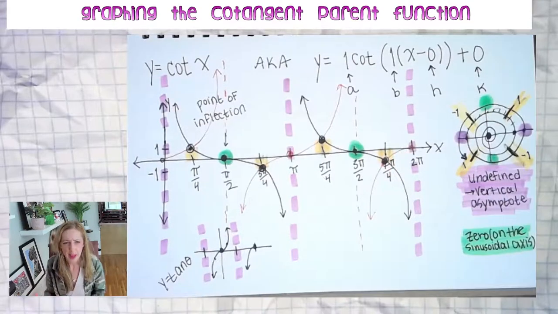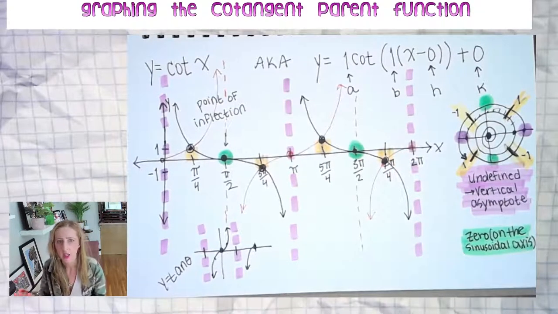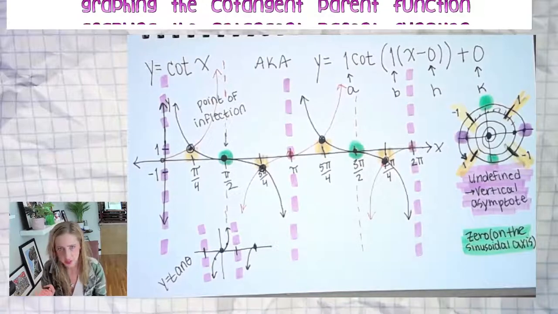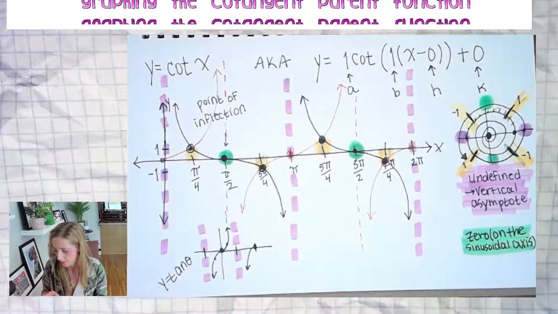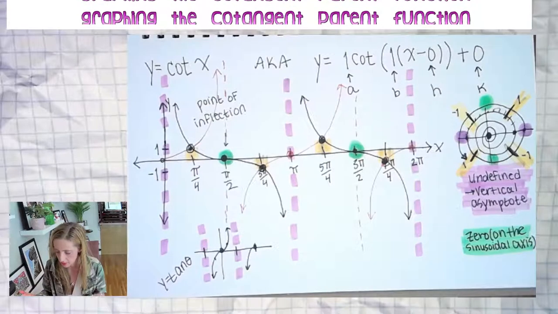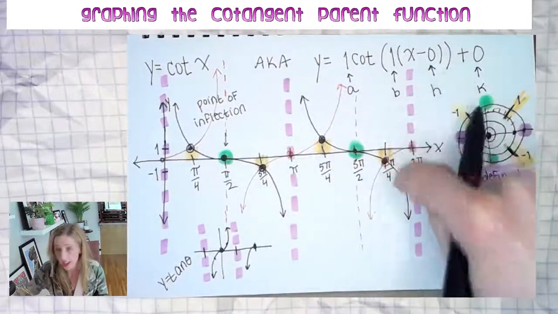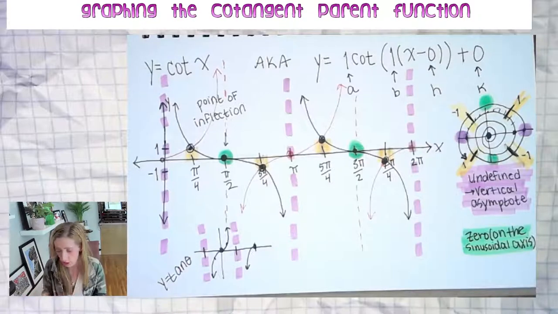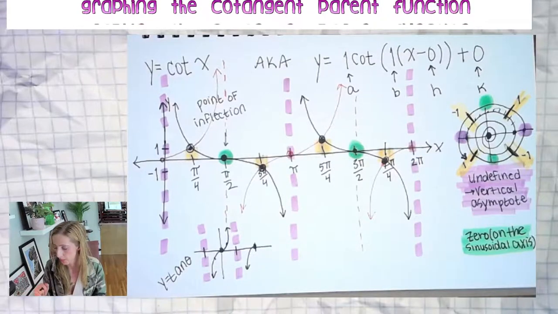So in red, I know it's a little nutty looking, I overlapped it with tangent, okay? So the zeros and the asymptotes are not in the same place, but the ones and negative ones are. Those are the only things they have in common, okay?